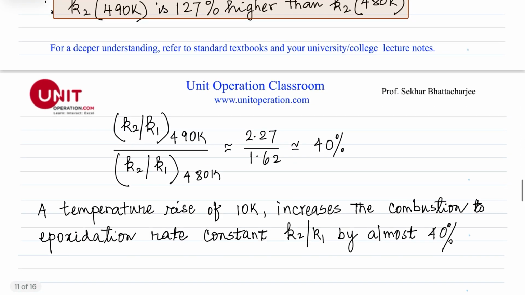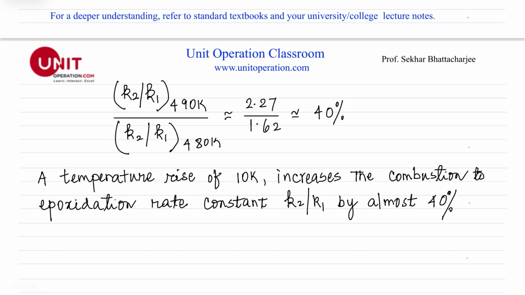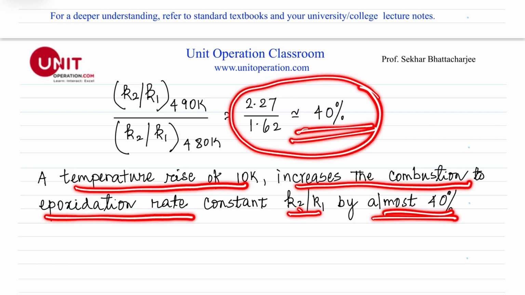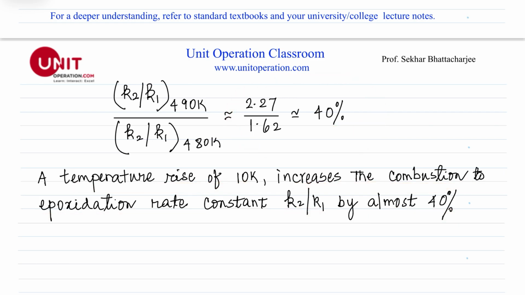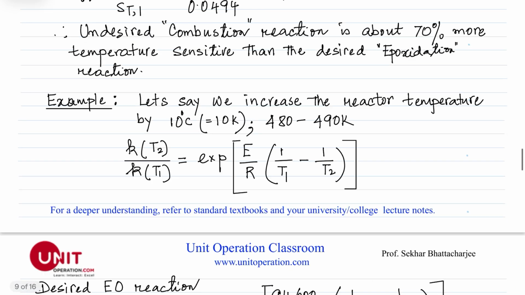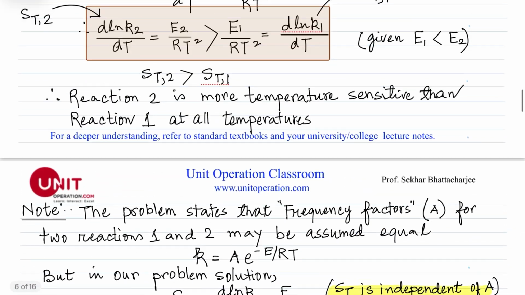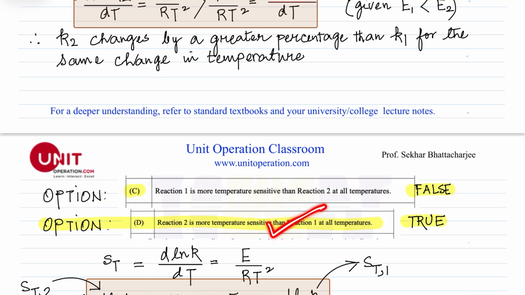So the undesired reaction has a much higher temperature sensitivity and higher effect. A temperature rise of 10 Kelvin increases the combustion reaction rate constant by almost 40% more. That has to be carefully taken care of while designing the reactor. Anyway, finally, as we said, option D is the correct option.